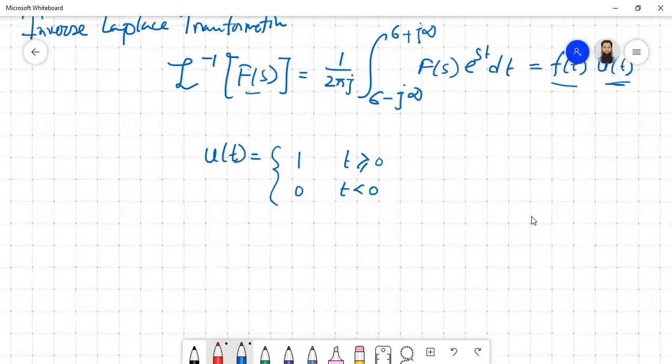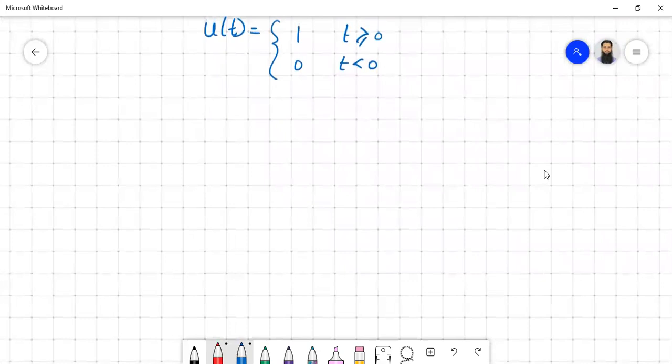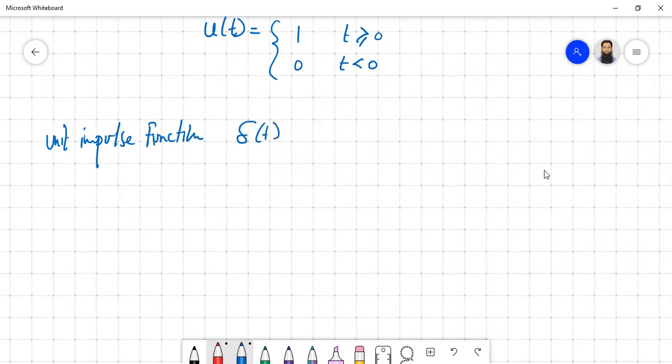Okay, now let us try to find out the Laplace transformation of some basic functions. Say, the unit impulse function. So the unit impulse function is delta(t) equal to 1 where t equal to 0, and elsewhere, that means if t is not equal to 0, then the value of the impulse is 0.